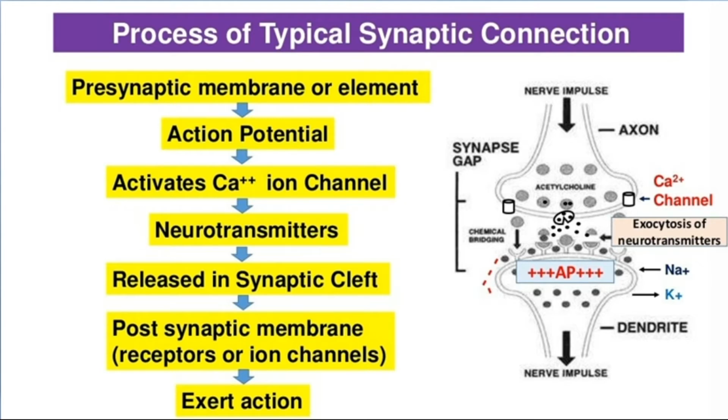Then final action potential transmits through the postsynaptic neuron. Presynaptic membrane or element, then action potential, then activates calcium 2 plus ion channel, then the releasing of neurotransmitters, then released in synaptic cleft, then postsynaptic membrane, where the acetylcholine binds with receptors or ion channels, then exerts the action. This is the mechanism in the typical synaptic connection.